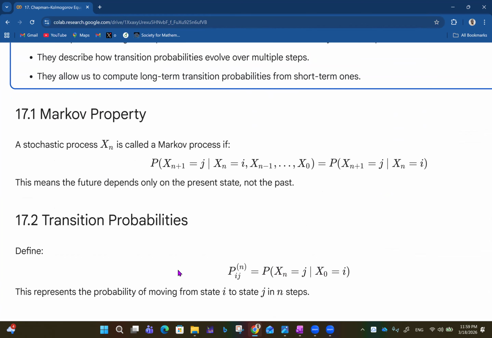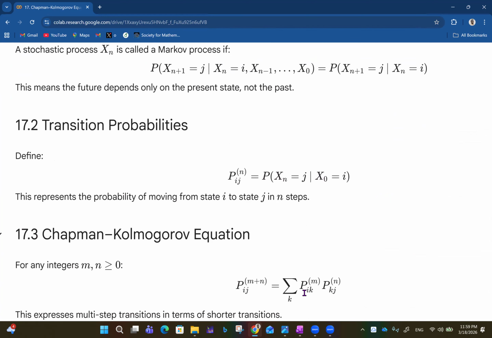So, transition probabilities, which we saw in the last video. Define Pij in n steps to be equal to the probability of Xn equals j, given that X naught equals i. That means if you start from i, you will end up at j after n steps. So this represents the probability of moving from state i to j in n steps.